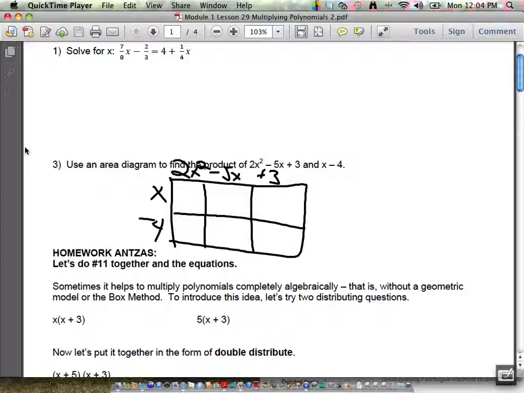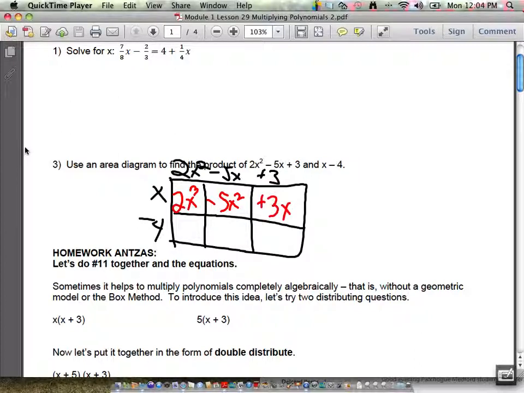So x times 2x squared is 2x cubed. So the area of this little piece here is 2x cubed. This piece in the middle will be minus 5x squared, because x times negative 5x is negative 5x squared, okay? This piece here is 3 times x, so it's positive 3x.